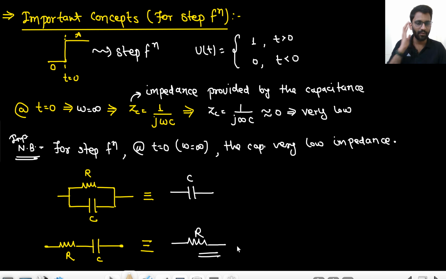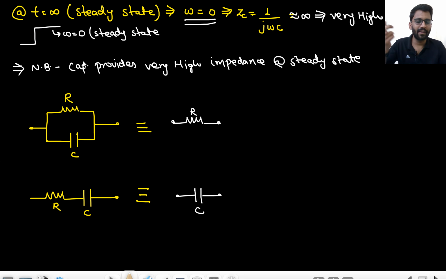So I have told you, at t equals 0, you don't need to mug it up. You will just see the step function. Okay, at t equals 0, infinite frequency, that means the capacitor is providing very less impedance. If the capacitor is providing very less impedance, that means the parallel combination of RC can be replaced with the capacitor, and the series combination of RC can be replaced with the resistor only. And at t equals infinity, steady state, frequency is 0. If frequency is 0, that means the capacitor is providing very high impedance. So the parallel combination will be replaced with the resistance only, and the series combination will be replaced with the capacitor only. Are you getting my point?